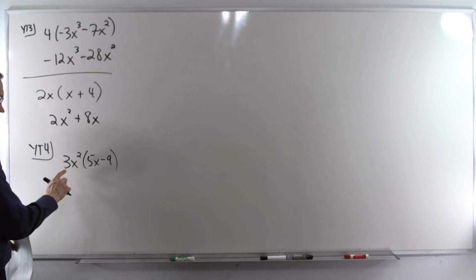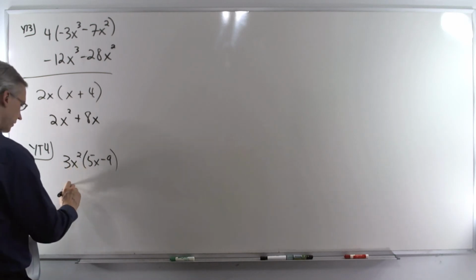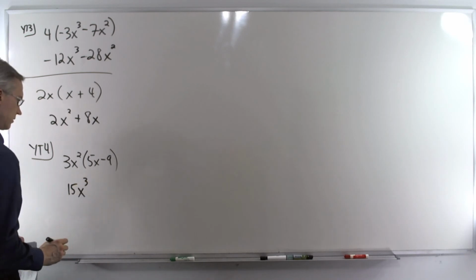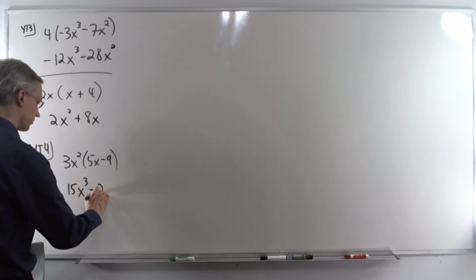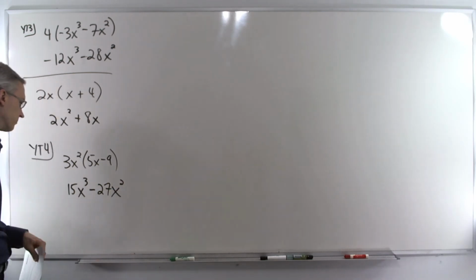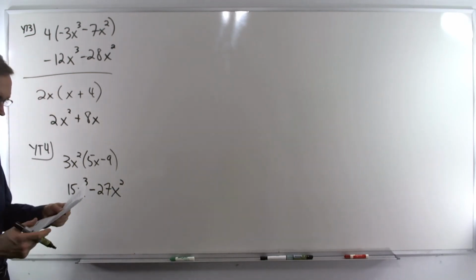Distributing in here, we'll go numbers by numbers. 3 times 5 is 15. X squared times x is x to the third. Minus 27. And we'll keep this variable part, x squared. 15x to the third minus 27x squared.